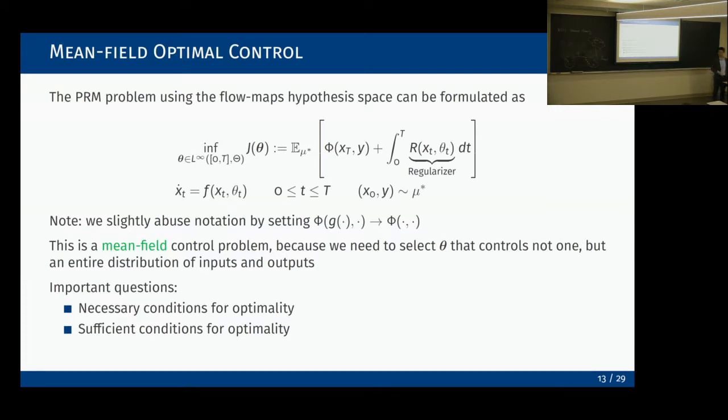In some sense, we call this a mean field control problem, in the sense that your controls, when I say controls, I mean your theta, the weights that you learn, must be shared with the entire population of input-output pairs. They can't just work for one pair of input-outputs. Okay? It has to be the same for the entire population. So this is a different kind of problem.